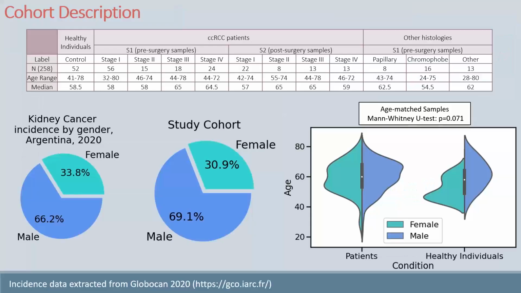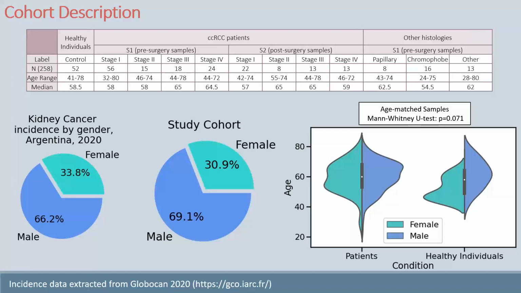Regarding the cohort description, in this slide, you can see a table describing each of the sample classes employed in this study. Also, age ranges and median values are shown. Clear cell RCC samples were collected from patients covering all 4 stages, and in some cases, a second sample was collected after tumor removal. Other histology samples were utilized, such as papillary RCC and chromophobe RCC. And other less frequent histologies are listed here as other.